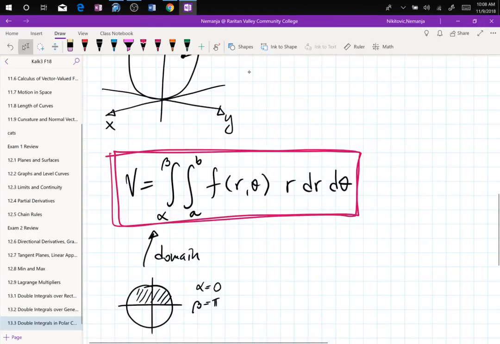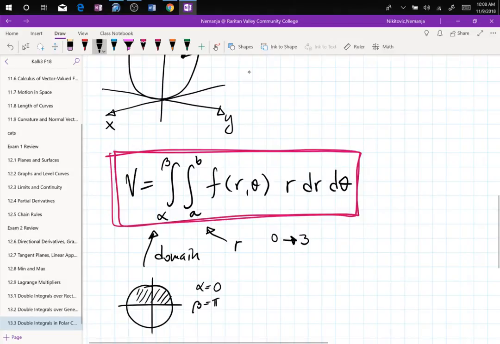So I'm just going to get rid of this stuff. I was just explaining a little bit. And then you have A and B, that's a radius, r, which in our case is 0 to 3, because you are taking all of it.